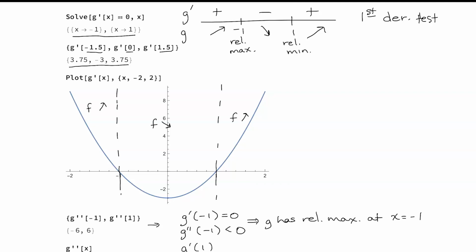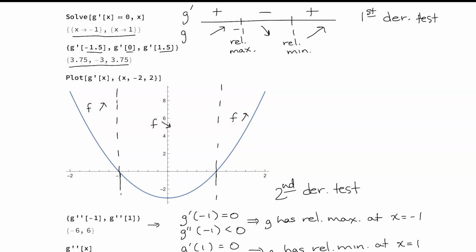That means g has a relative max at x equal -1. And then I had found up above that g prime of +1 is 0, so using the second derivative test to find maxes and mins, I check the sign of g double prime at 1, and I see that the value I get is positive 6. So g double prime of 1 is positive. So those two things together tell me that g has a relative minimum at x equal 1. Okay, so this is the second derivative test.